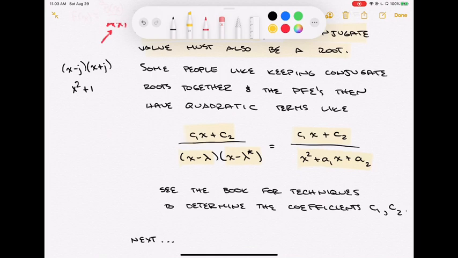So I generally myself do not go down this quadratic path. I just find that less obvious and less simple. I'd rather just deal with the complex roots as simple single roots. But some people just have an aversion to complex numbers, and so they prefer to work with quadratics. It's really a matter of personal preference.